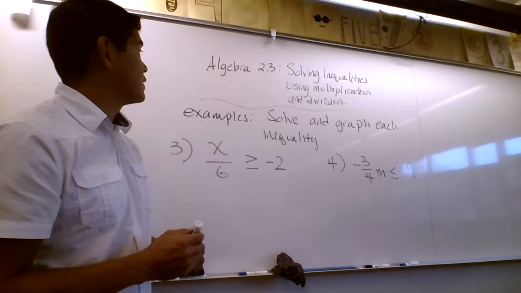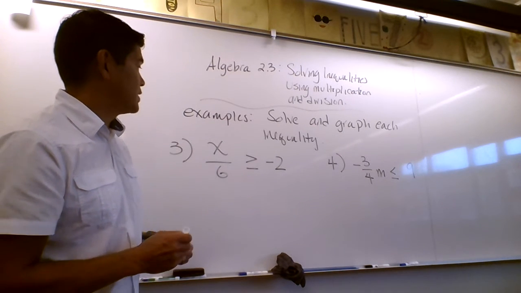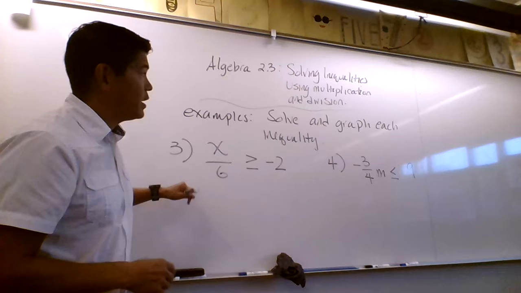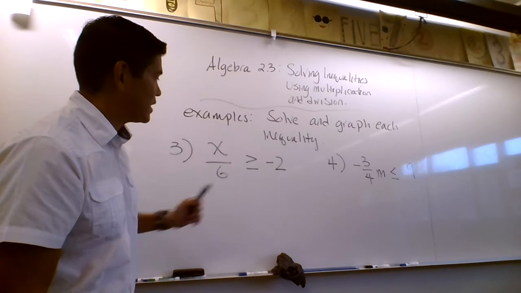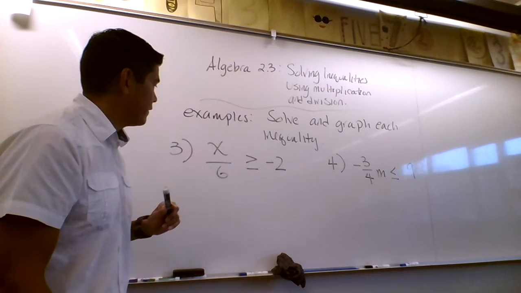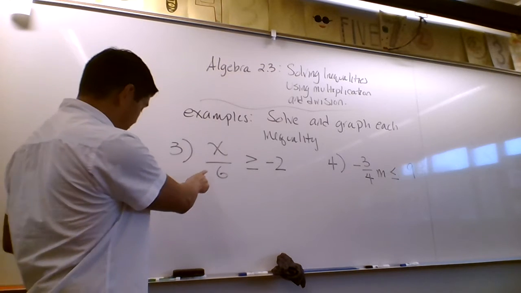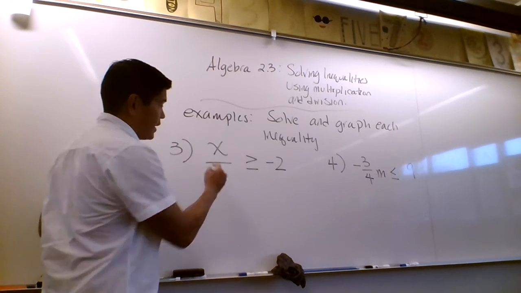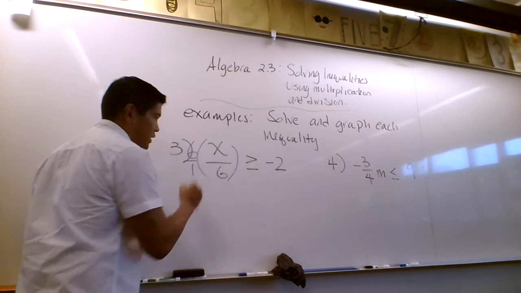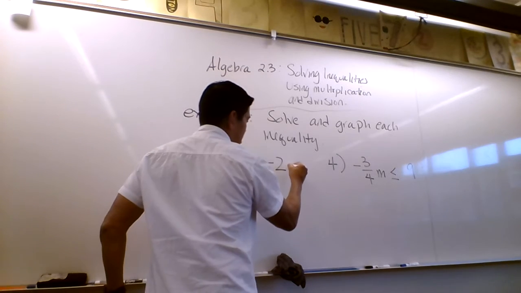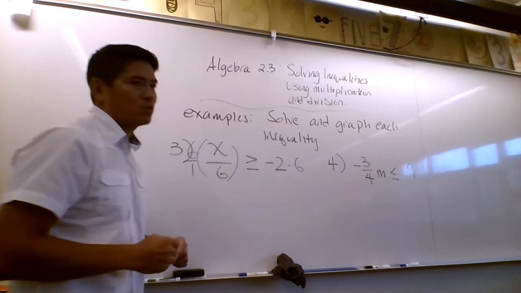A couple more examples of solving inequalities with multiplication and division. Example 3: solve and graph x divided by 6 is greater than or equal to negative 2. Since x is being divided by 6 here, the correct inverse operation would be to multiply each side by 6, or 6 over 1 on the right side, and multiply by 6 as well.